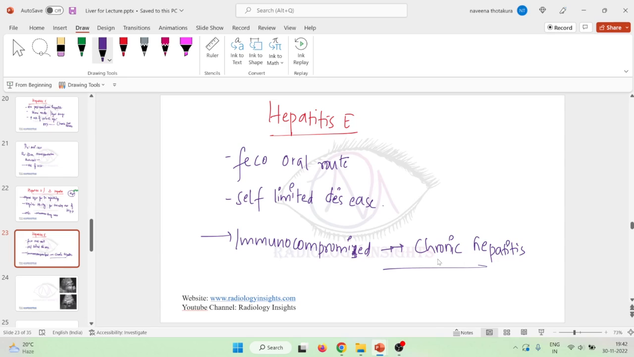So these are the important points about different types of hepatitis. In the next class, we will see the clinical manifestations of different types of hepatitis.